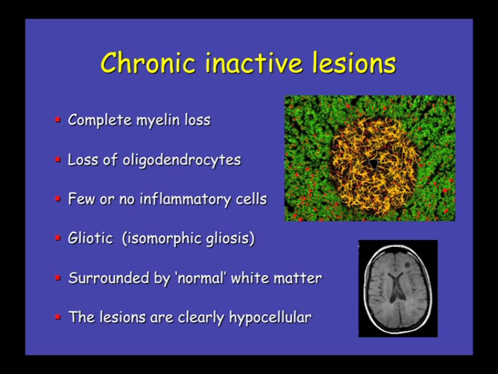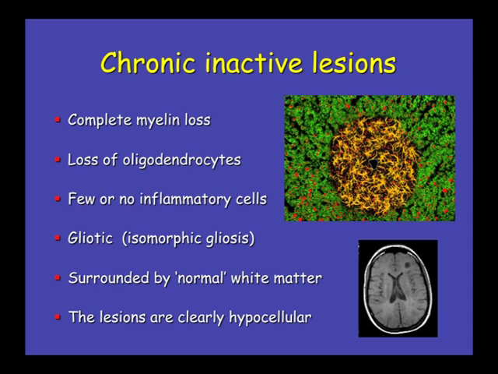If we look at the chronic inactive lesion, so again the next stage, here we see that there's complete myelin loss. So you can see in this area here, there's no myelin left. The oligodendrocytes are lost as well. There are no oligodendrocytes there. There are very few inflammatory cells.